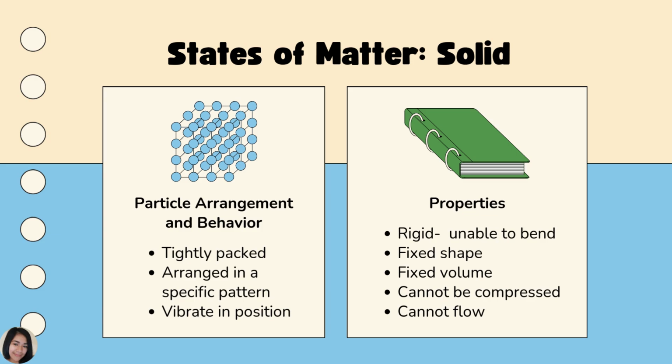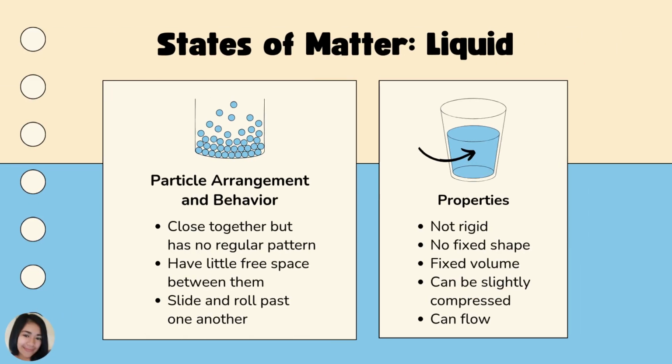So, under the properties of solid, sabi dyan, rigid. So, when we say rigid, unable to bend. Fixed shape. O, may makikita kang shape ng solid. Okay? And then fixed volume. And of course, cannot be compressed and cannot flow. Sabi ko kanina, you cannot compress a solid because of their particle arrangement and behavior. Okay? And then next, liquid.